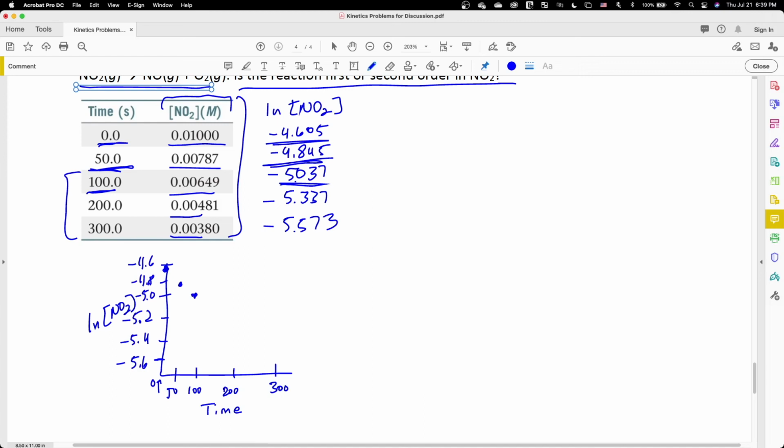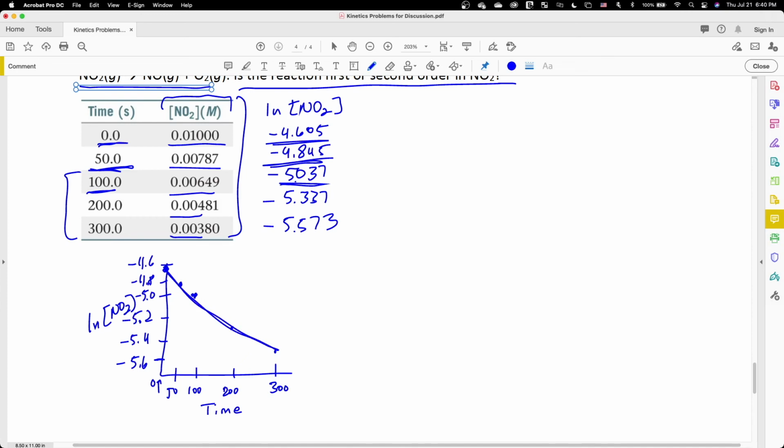And then at 200, I have negative 5.3, which is between negative 5.2 and negative 5.4. And then at 300, I have a negative 5.5, basically right about there. And then I'll connect the dots, like so.